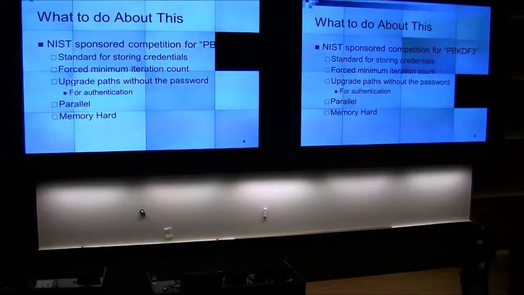Forced minimum iteration count. Basically, it's to prevent companies like BlackBerry or RIM from saying, we're secure, we do PBKDF2, and then in the fine print it says 1 iteration. Upgrade paths without the password. This is so that in 2 years you can increase the strength of your passwords without needing everyone to log in or change their password. Parallel and memory hard. I'm thinking there should be one that's parallel and one that's memory hard, or some combination of both. That's what the competition is for, to figure this all out.